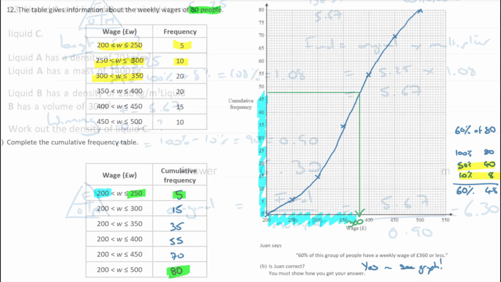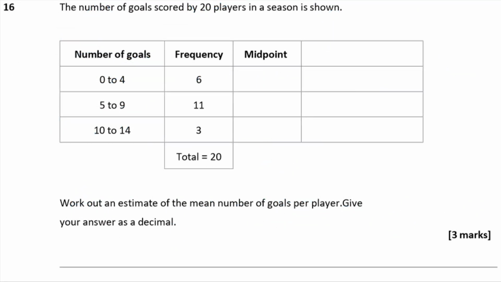So yeah, it's true. The number of goals scored by 20 players in the season is shown. So 0 to 4 goals 6, 5 to 9 goals 11, 10 to 14 goals 3, giving a total of 20. Okay, work out an estimate of the mean number of goals per player. Give your answer as a decimal. Okay, now this is group data. So in order to work out a mean, well, I can't work out a mean.